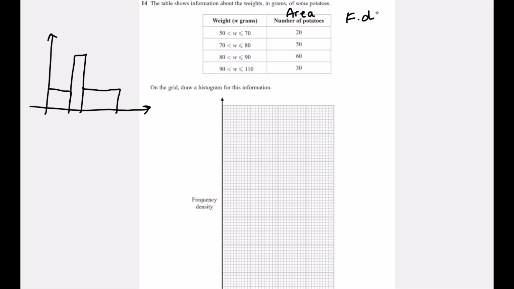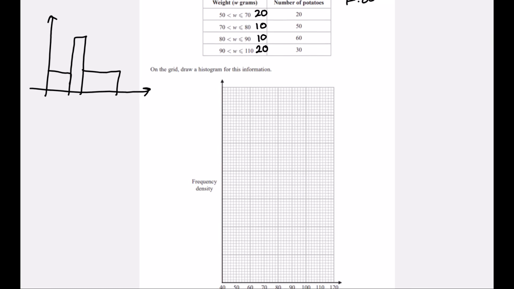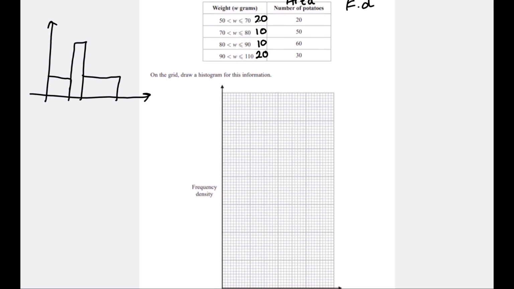So the frequency density is going to be the frequency, the number of potatoes, divided by how wide the bar is. So 50 to 70 is 20 wide. 70 to 80 is 10. 80 to 90 is 10. And 90 to 110, that's 20 wide. So the frequency density, the height of the bar. So if the area is 20, the width is 20, the height must be 1.